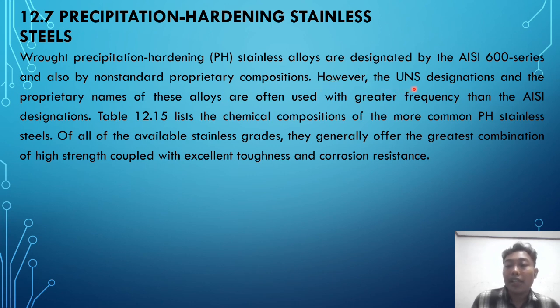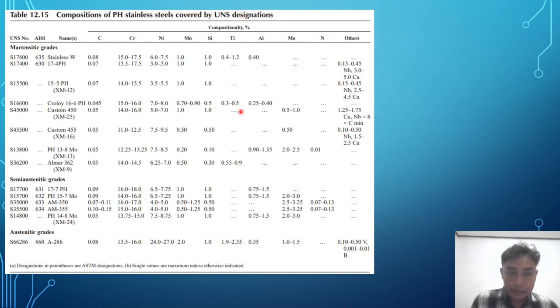However, the UNS designation and the proprietary name of the alloy are often used with greater frequency than the AISI designation. Table 12.15 lists the chemical composition of the more common PH stainless steels. Of all the available stainless grades, they generally offer the greatest combination of high strength coupled with toughness and corrosion resistance.